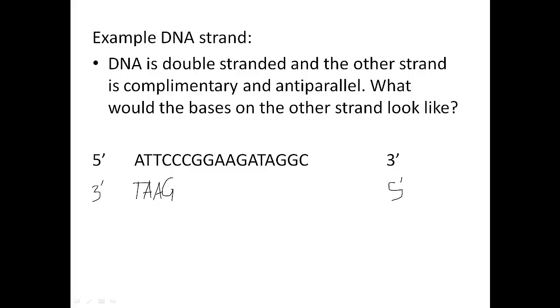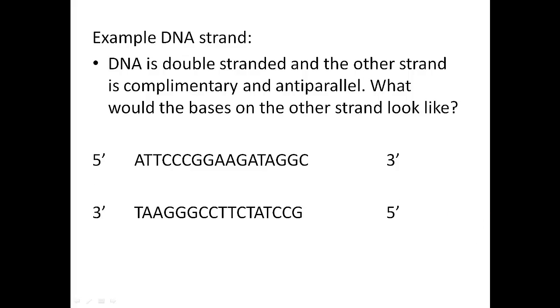Here's the correct answer. In your answer you should have TAA, GGG, CC, TT, CTA, TCC, G.